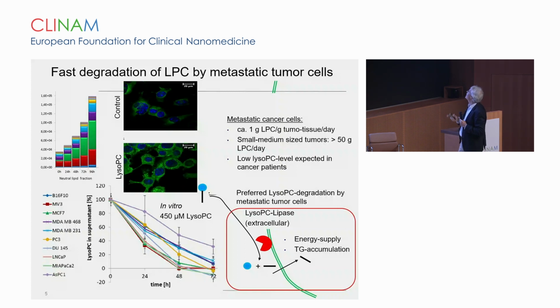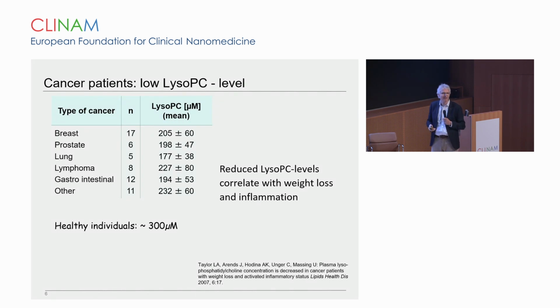And calculated, or estimated, let me say, from all this data, we came to the conclusion that 1 gram of tumor tissue is able to remove 1 gram of Lyso-PC per day. This is a lot, meaning that even a small to medium-sized tumor is able to remove more than 50 gram of the Lyso-PC. And the total turnover is more than 100 gram, therefore it's a big portion of this Lyso-PC which goes to the tumor cells. And therefore we expected extremely low Lyso-PC levels in cancer patients. This is exactly what we found.